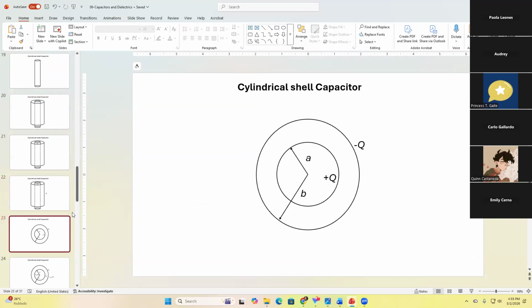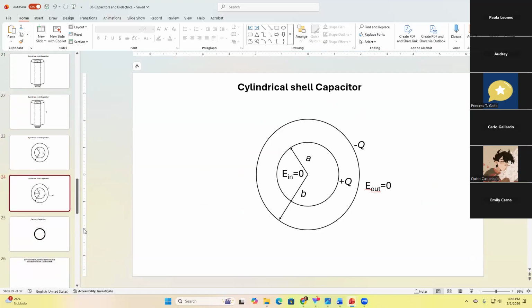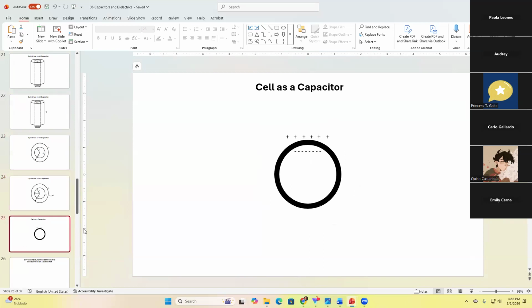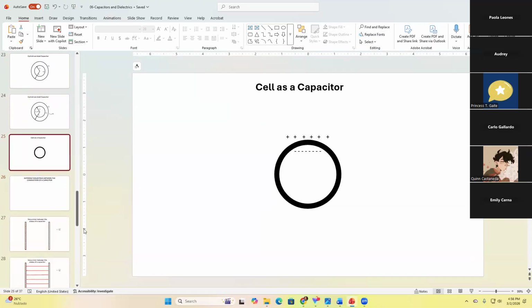And here is what you see when you look from the ends of the cylindrical shell. There will be an electric field in this region, just like the spherical capacitor, okay? The electric field is going to be zero here inside. The electric field is going to be zero here outside, just like the spherical capacitor, just by applying Gauss's law. Cell as a capacitor. And by the way, you folks that are in biology, right? It's very important.